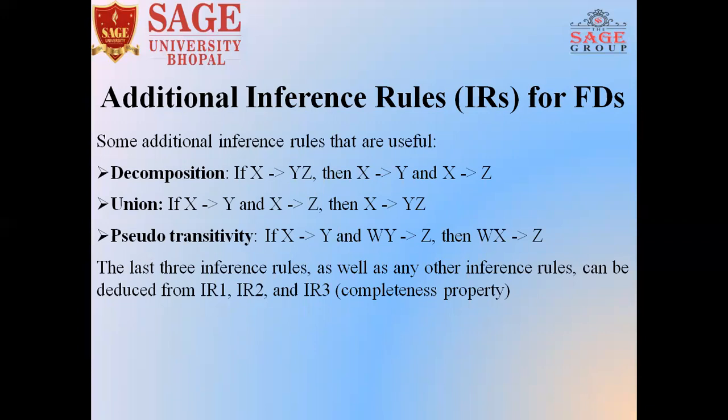And next one is pseudo transitivity. In this rule, if x determines y and wy determines z, then we can say that wx determines z. This pseudo transitivity rule can be proved by the Armstrong axioms, that is reflexive, transitive, and augmentation.